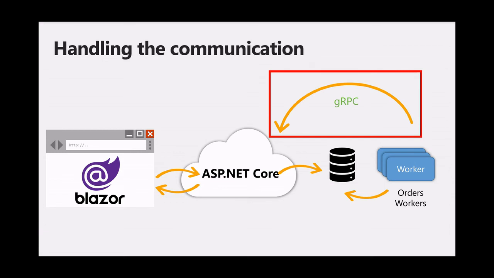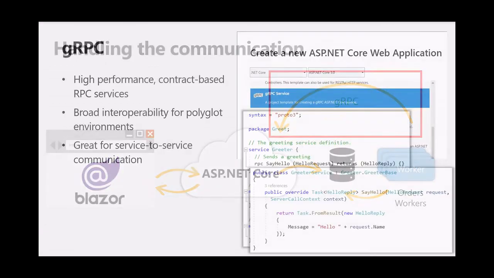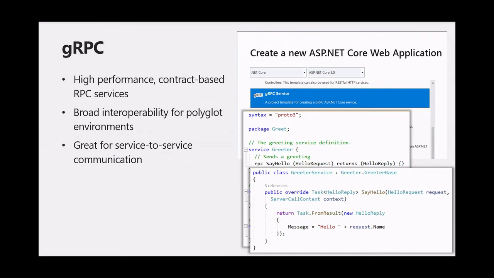So I'm going to call into my server-based application using gRPC to get the data. So my worker service has no idea about the data store at all. So I'm going to use gRPC. What does gRPC stand for?